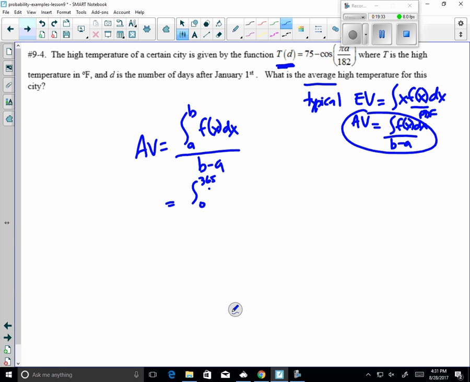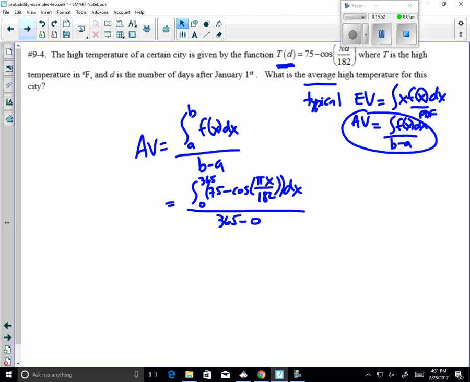That function, 75 minus cosine of pi times the variable, x, over 182, dx, right? And then we'll divide all that by 365 minus 0, the width. It's kind of like dividing by the number of elements there.